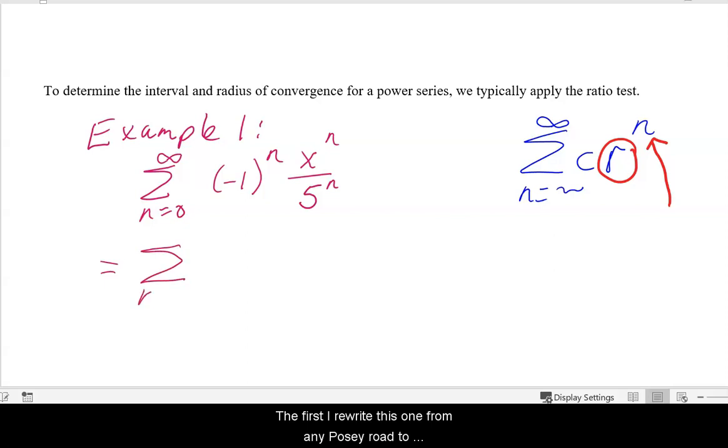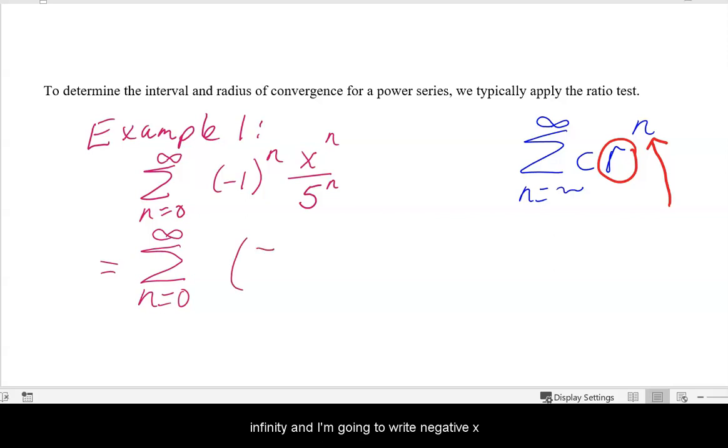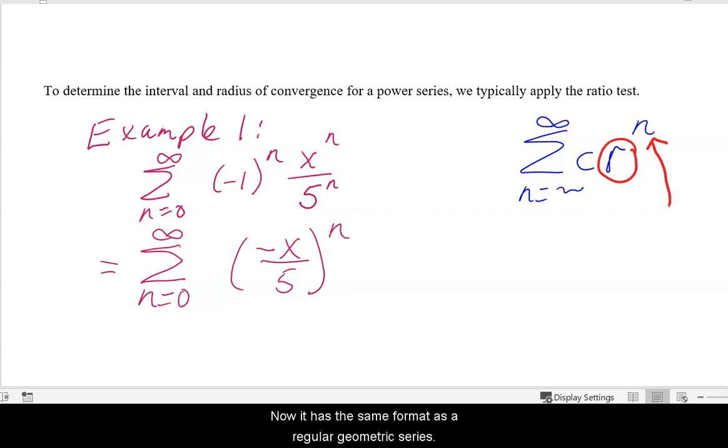So first I rewrite this one from n equals 0 to infinity, and I'm going to write -x divided by 5, all being raised to the nth power. Now it has the same format as a regular geometric series. The base in this case is r, the base here is -x divided by 5. Since it's raised to the nth power, I know that this must converge and have a finite sum, provided that -x divided by 5 is between -1 and 1. This is step one to finding the interval of convergence.